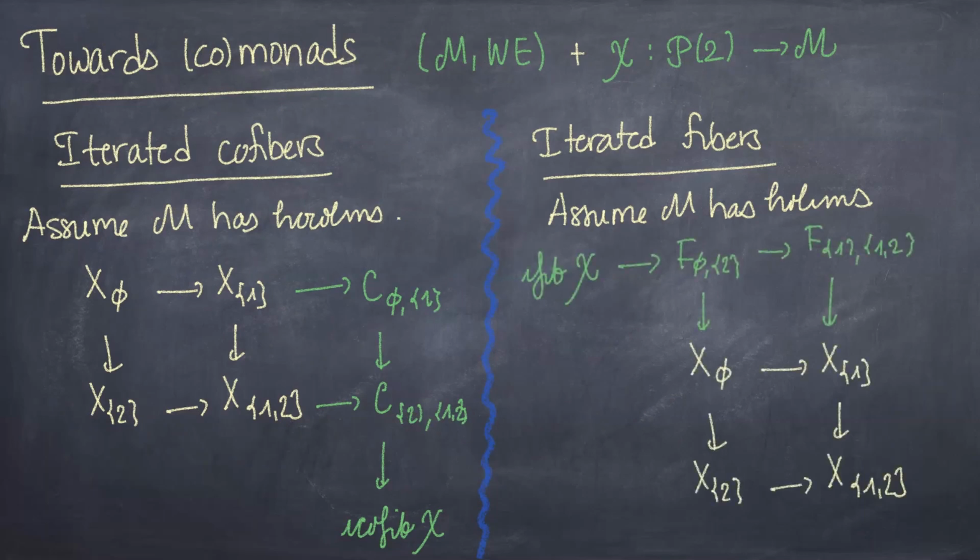Dually, you can take the iterated fiber. So you can take the fiber of the map from x1 to x12, the fiber of the map from x empty set to x2, and then you take the fibers vertically and then take the fiber horizontally. And you have this notion of iterated fiber. And again, you can do it the other way as well.